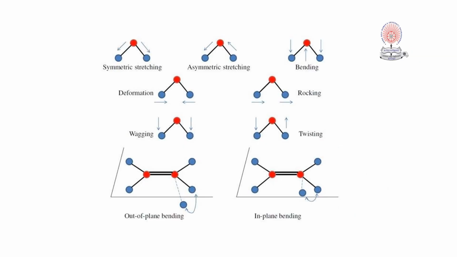Vibration of atoms may be of different types. As shown in this figure, there may be symmetric stretching, asymmetric stretching, bending, rocking, deformation, wagging, twisting, out of plane bending, and in plane bending.